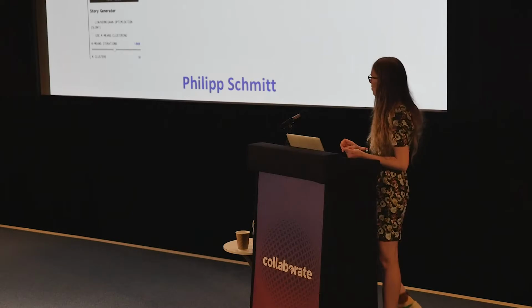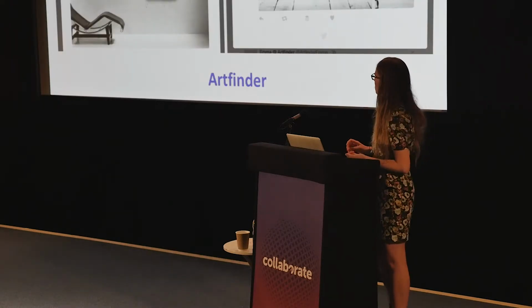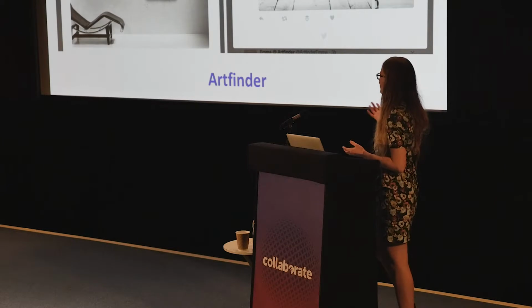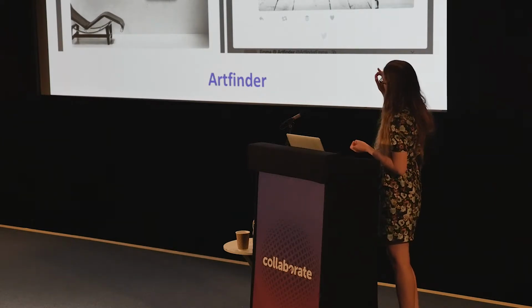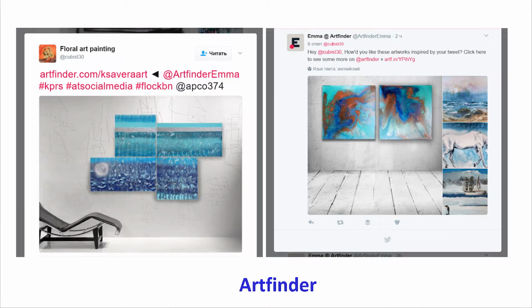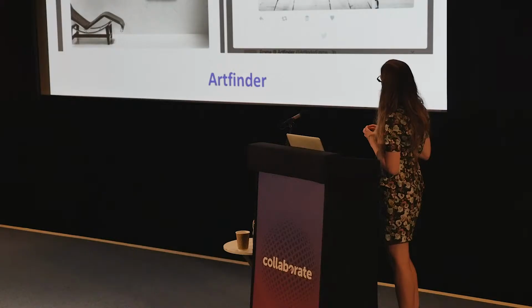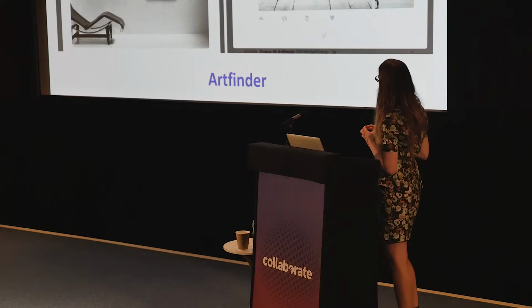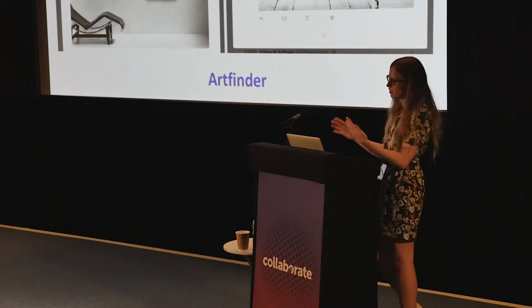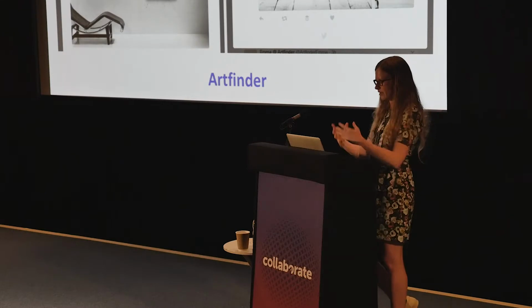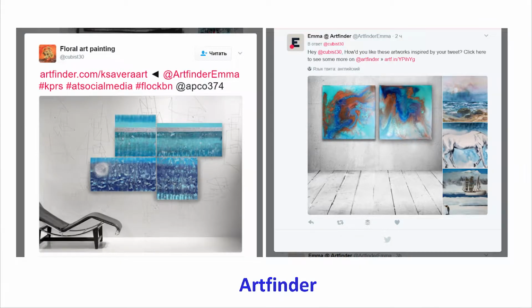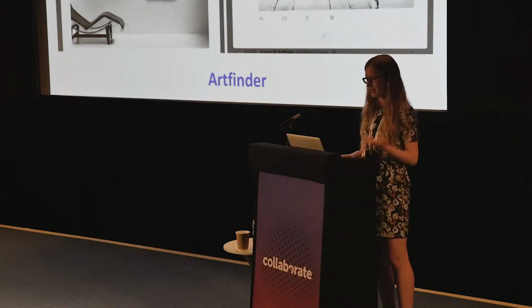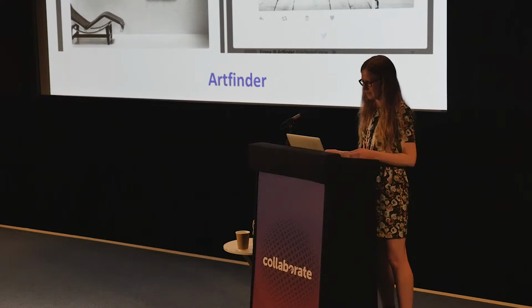And one of the more commercial examples is this Emma bot, a Twitter bot by Artfinder, which is a company that sells art online. You could tweet some photographs of art that you liked, and then it would proceed to find similar art on its website, which you can then buy. And yes, that was quite helpful if you wanted to buy art.